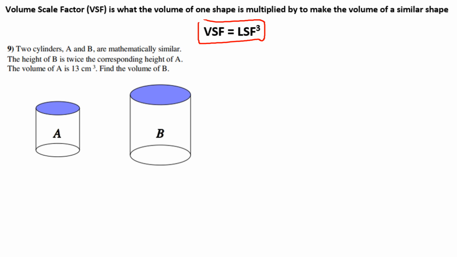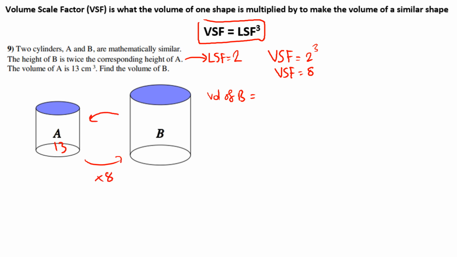I'm going to look at a couple examples of this, but that's basically the last note we need. So here we've got mathematically similar shapes. The height is twice the height of A, so that's telling us the LSF is 2. And we know that the VSF is that cubed. The VSF is 8. So if we want to find the volume of B, we need to multiply the volume of A, which is 13, by 8. If we want to go backwards, we're going to need to divide by 8. 13 times 8 is 104. The volume of B is 104.